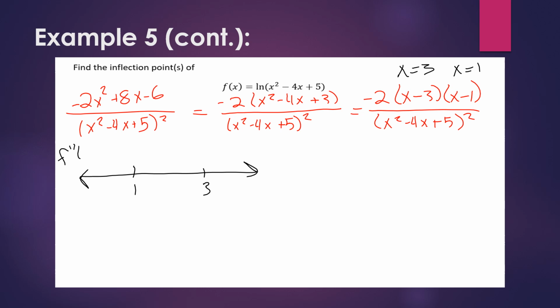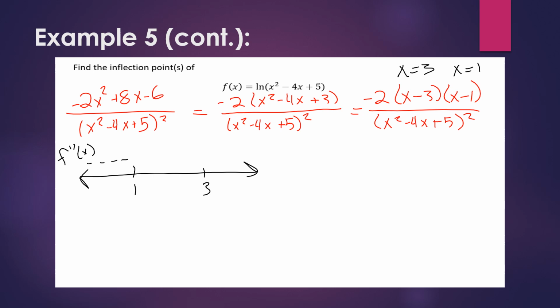So f double prime of x. If I plug in something less than 1, so let's plug in 0. If I plug in 0, my numerator is going to be -2 times -3 times -1 divided by 5 squared. So it's definitely going to be something negative in the numerator divided by something positive in the denominator, which is negative.